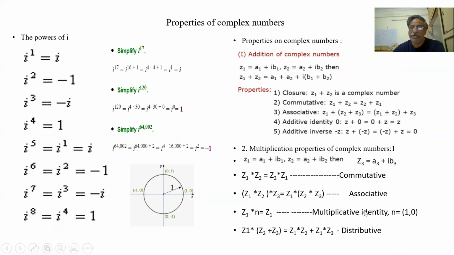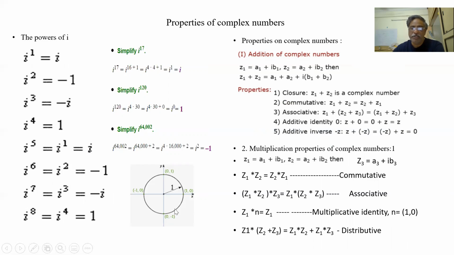What is the multiplicative identity? 1, 0. If we multiply Z1 with 1, 0, what will happen? A1 plus iB1 into 1 plus 0i. So A1 into 1 is A1, iB1 into 1 is iB1, and the 0 terms are all 0. So this becomes Z1 itself. So this is the multiplicative identity. The additive identity is 0, and the multiplicative identity is 1, 0.